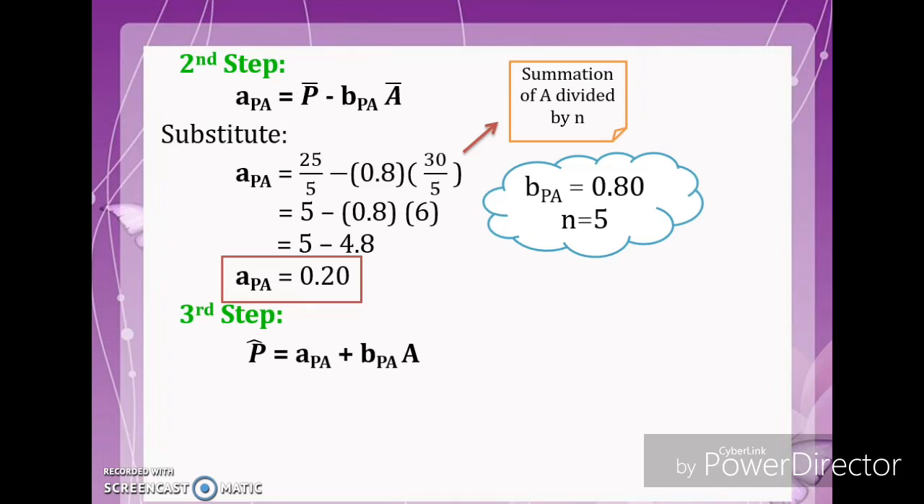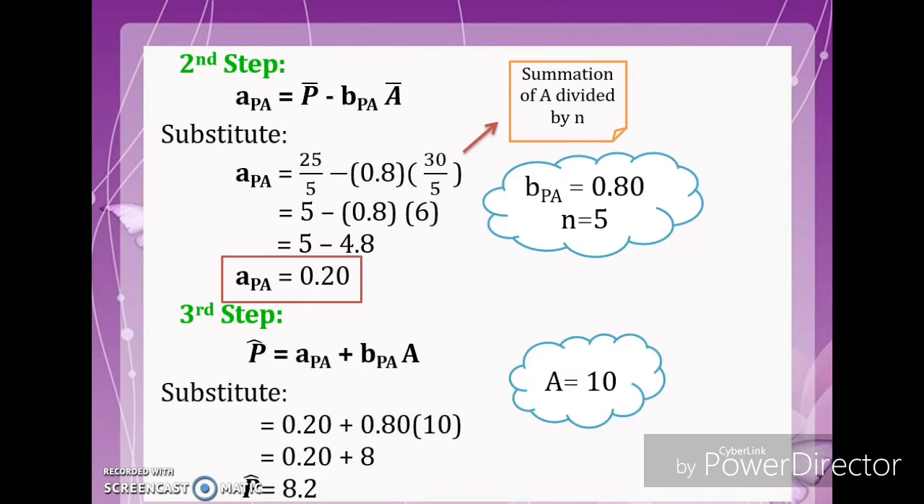Then lastly, ang third step, para makuha na ang predicting P, ipag-add lang natin ang values ng A sub PA, B sub PA. Then, imumultiply ito sa value ng independent variable, which is A, then alam nating 10. So, kapag in-substitute na ito, magiging 0.20 plus 0.80 times 10. Then, magiging 0.20 plus 8. So, ang final answer ay 8.2. So, ang predicting P natin ay 8.2.